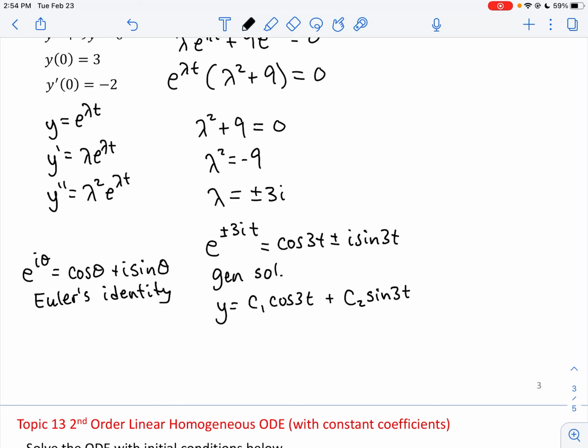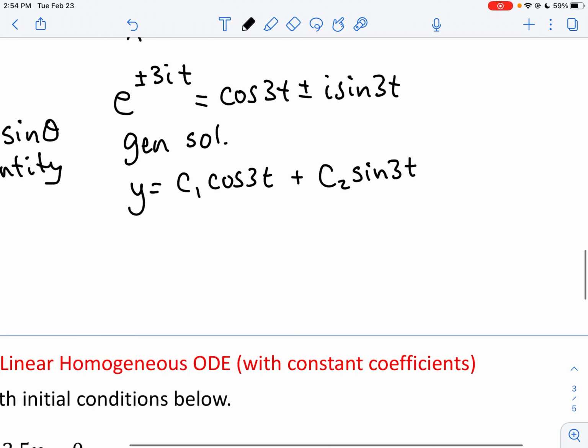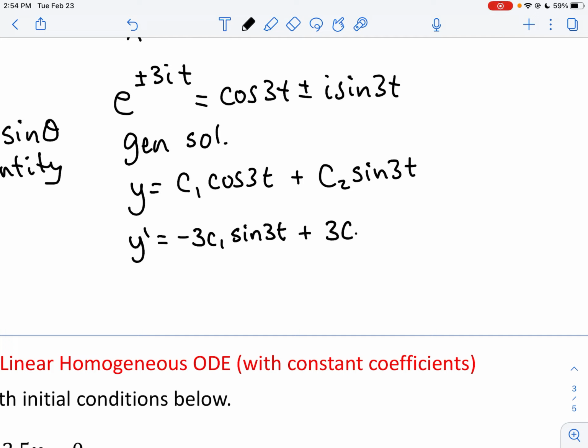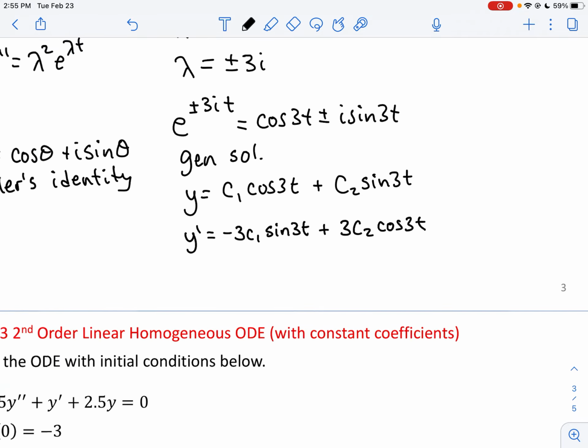Now I'm going to want to find the particular solution. So I need to find a derivative of my general solution. I need to get a y prime statement. So the derivative of c1 cosine 3t is going to be negative 3c1 sine 3t, right, because the derivative of cosine is negative sine, and chain rule produces the 3. The derivative of c2 sine 3t, chain rule will give me 3c2 cosine 3t. So there's y and y prime.